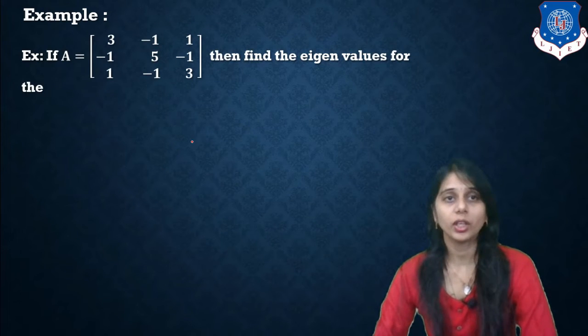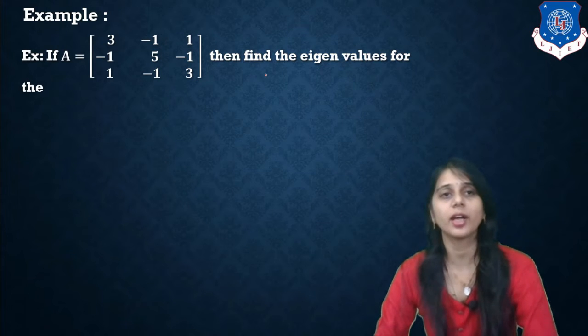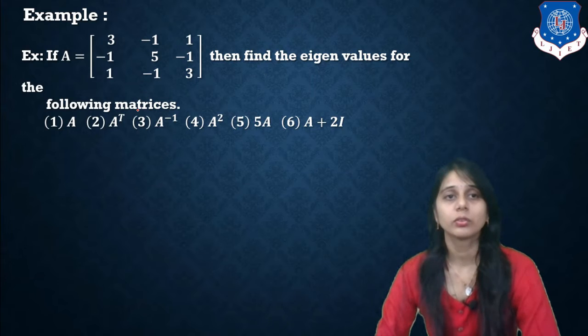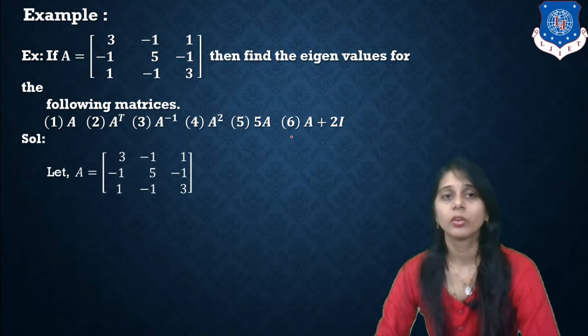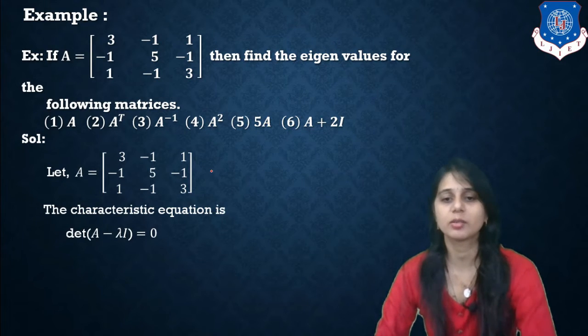Example: if A is the matrix with rows 3, minus 1, 1; minus 1, 5, minus 1; 1, minus 1, 3, find the eigenvalues of the following matrices: A inverse, A squared, 5A and A plus 2I. Solution: first of all, we consider matrix A, and the characteristic equation is determinant of A minus lambda I equal to 0.